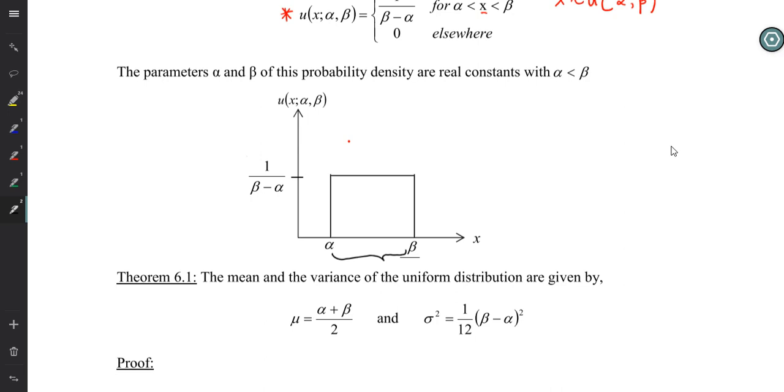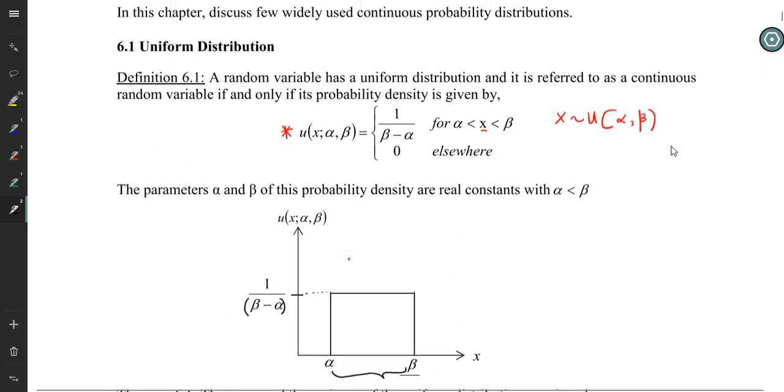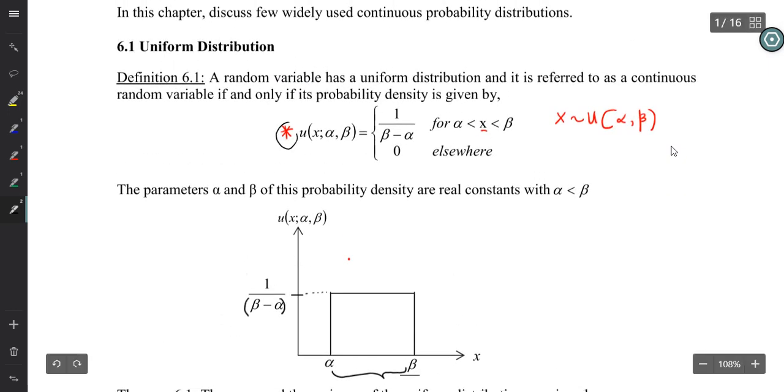In the same manner, when it comes to the continuous case, we consider all the values within this given interval alpha to beta. So all these values should have the same probability. In order to achieve that, we divide 1 by the length of the interval. The length of the interval is beta minus alpha. So all the values within the interval alpha to beta will have this value 1 over beta minus alpha. So that is exactly what you see in this equation. For all the values within alpha and beta, the probability is 1 over beta minus alpha and it is 0 elsewhere.